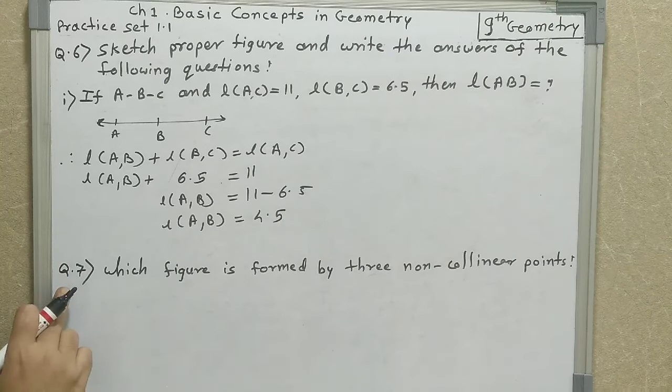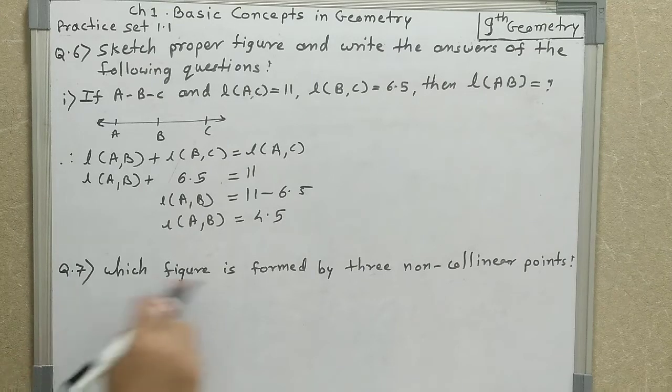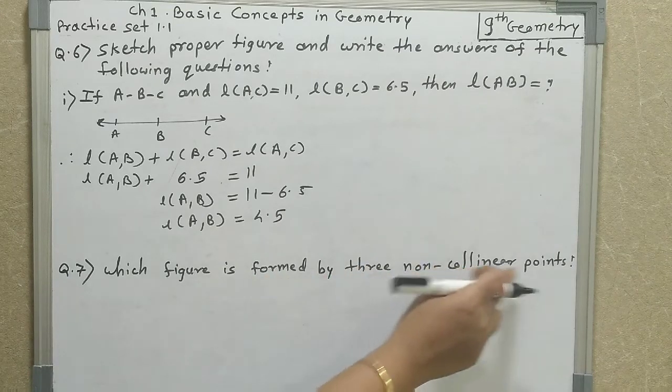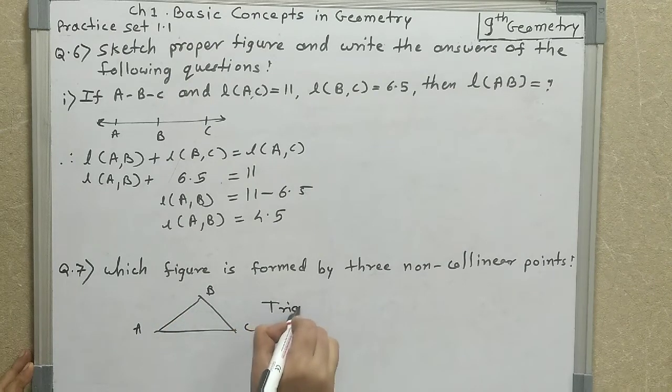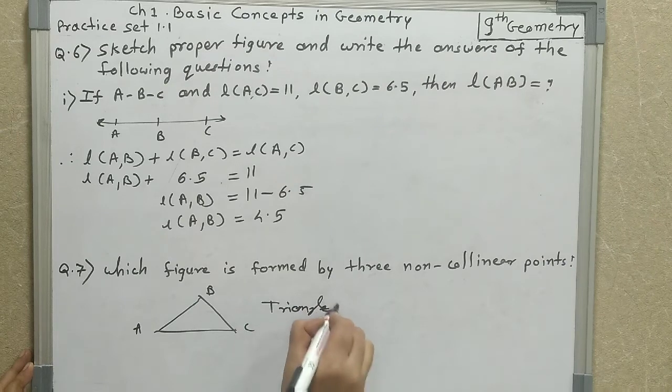Now we see question number 7. Which figure is formed by three non-collinear points? Here we take three non-collinear points. Suppose we take this type. Here A, B and C. These are non-collinear points. We join them, so we form a triangle. So which figure do we form? Triangle.